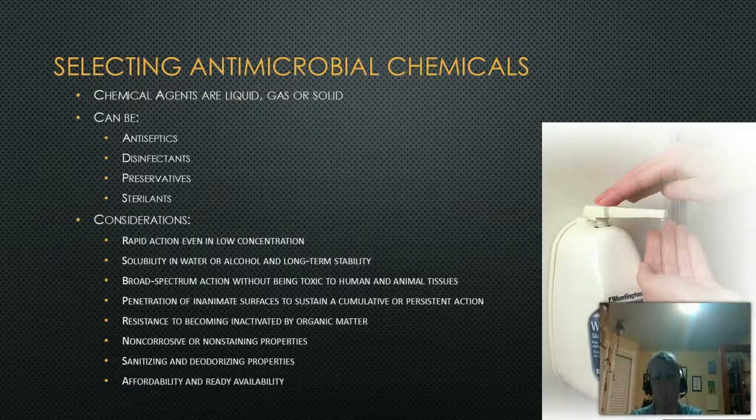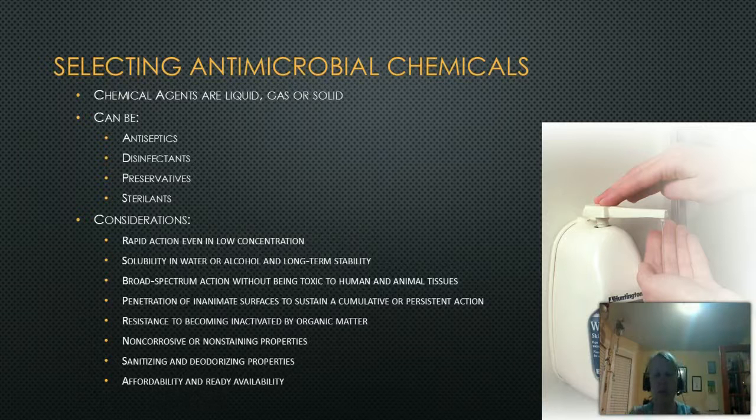All right, so let's start out with: how do we select antimicrobial chemicals? Chemical agents can be liquid, gas, or solids. So it's not just a liquid. We always think about them being liquids, but they're not always just liquids. And they can do any of the following things. Antiseptics, which remember are only used on the skin. Disinfectants, which only knock down the amount of microbes present. Preservatives and sterilants. And sterilants are the ones that can kill microbes. So just be familiar with the different ones.